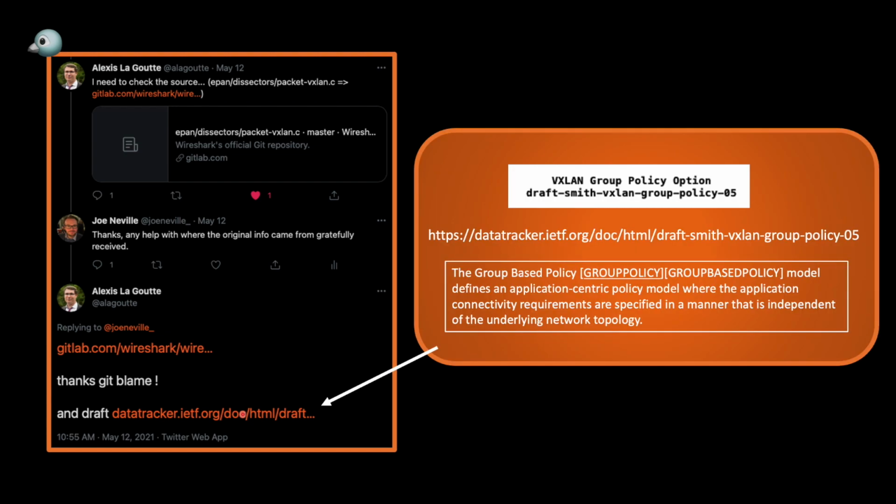So thank you, Alexis. And that document, he posted the 00 version of a draft document. I've referenced here the latest version, which is 05. This is the VXLAN group policy option. Essentially, here's a snippet from that. Group-based policy model defines application-centric policy model. So there you go. It's essentially a way of using some of those flags to carry more information. They're not being utilized in this instance, but Wireshark does display them.